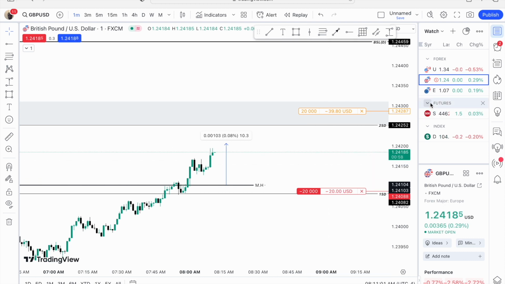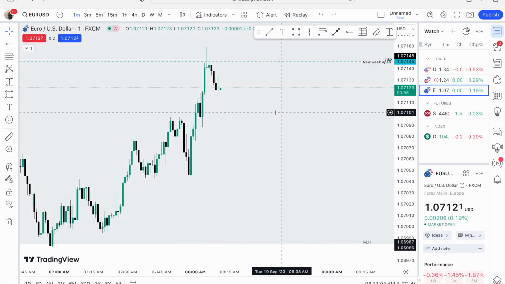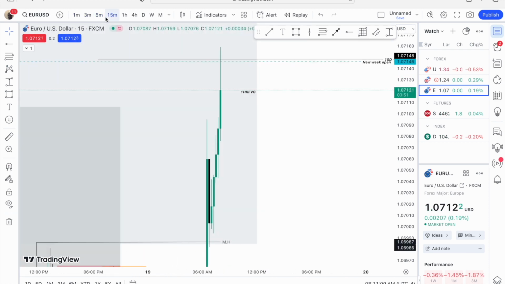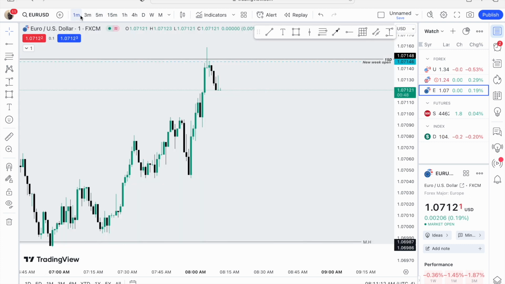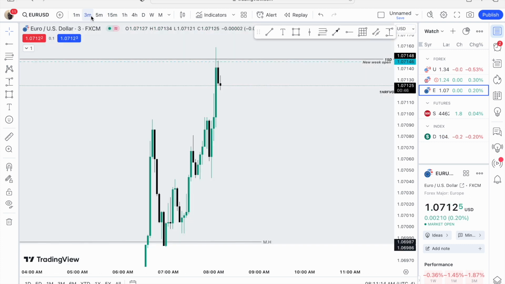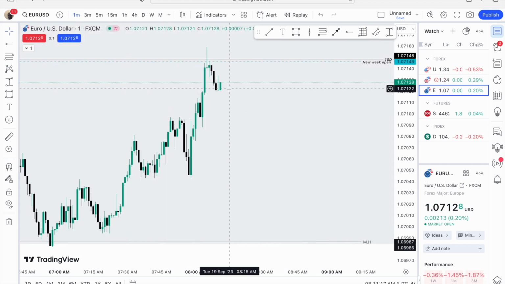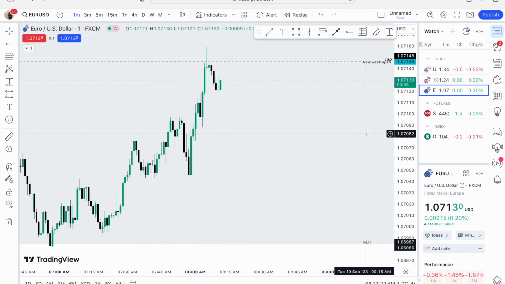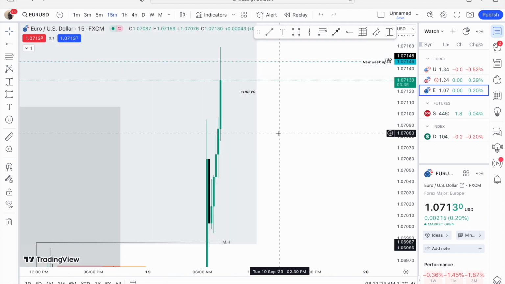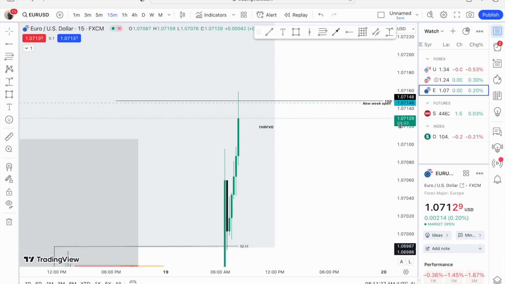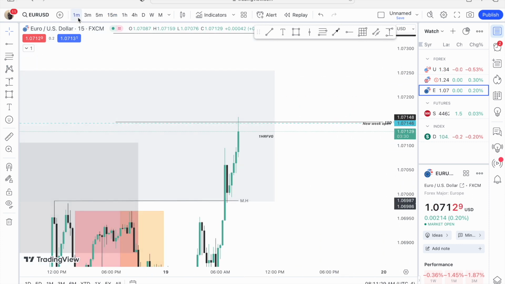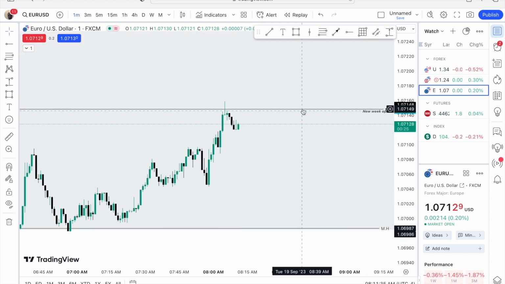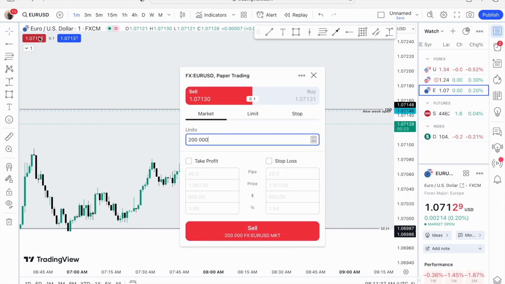So, right, we see that Euro just traded into the first SD. We have a strong displacement at the kill zone, New York. We traded into the 1 hour fair value gap. So I'll take a short here as well.